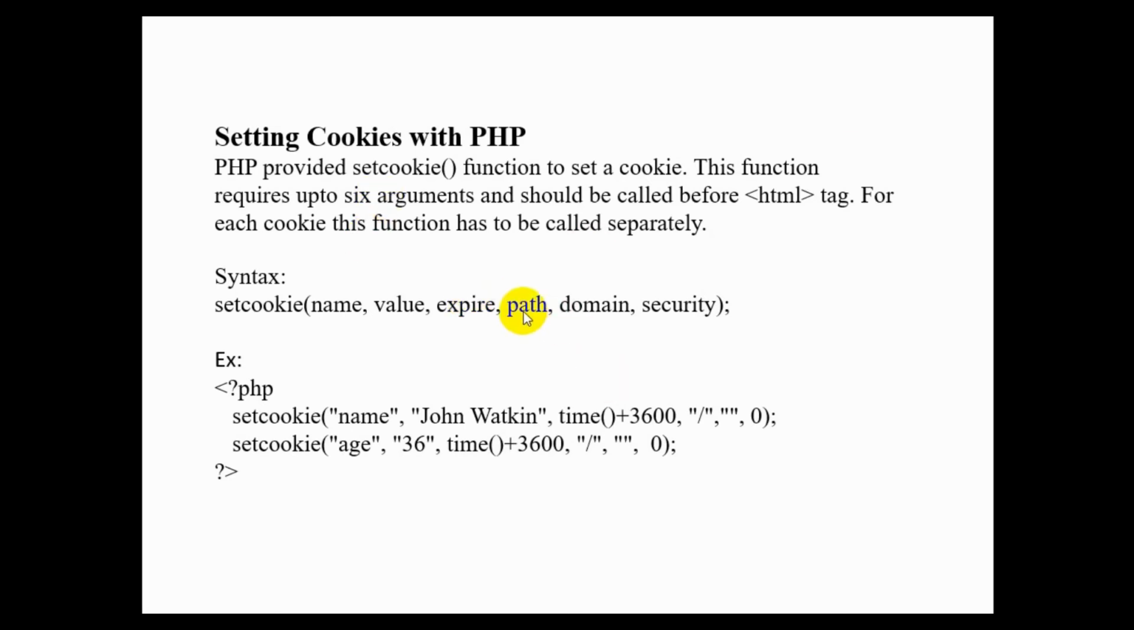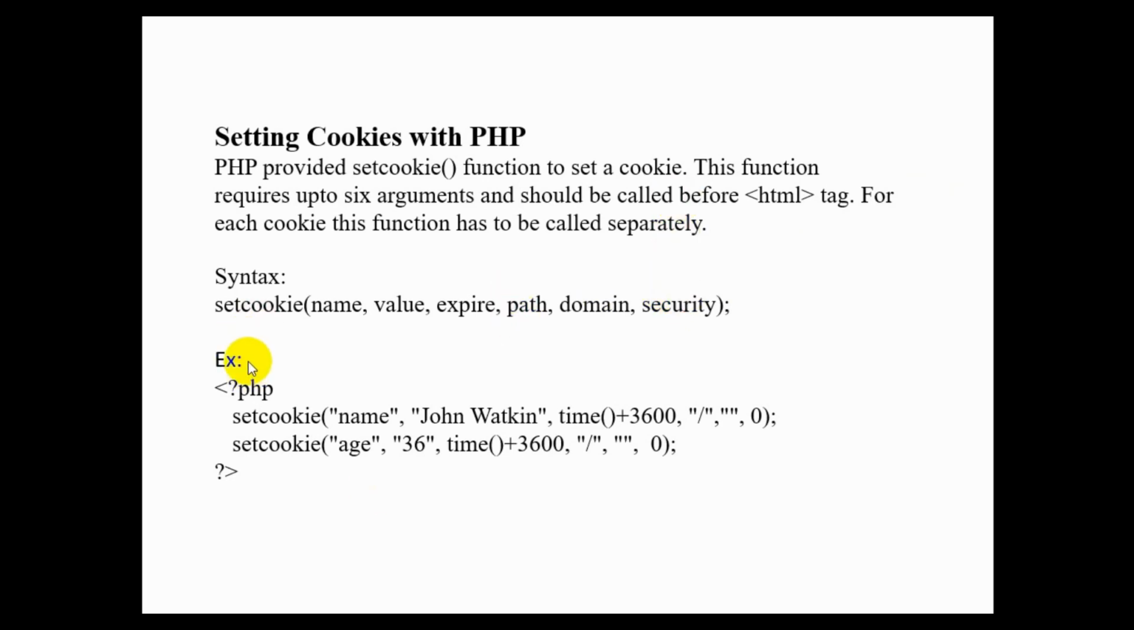The path parameter specifies the directory for which the cookie is valid. The domain parameter can be used to specify the domain name in very large domains and must contain at least 2 periods to be valid. The security parameter can be set to 1 to specify that the cookie should only be sent by secure transmission using HTTPS, otherwise it is set to 0, which means the cookie can be sent by regular HTTP.